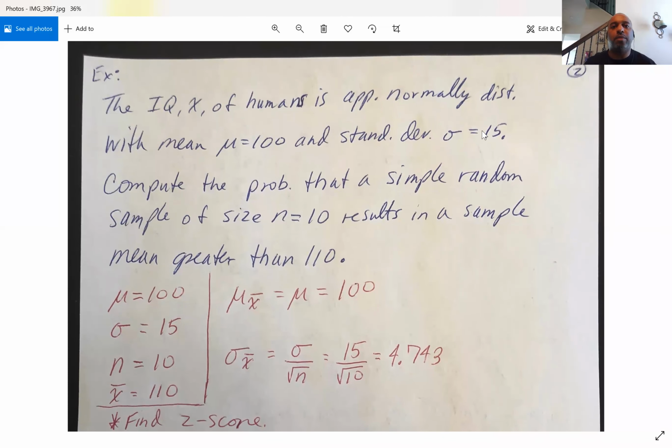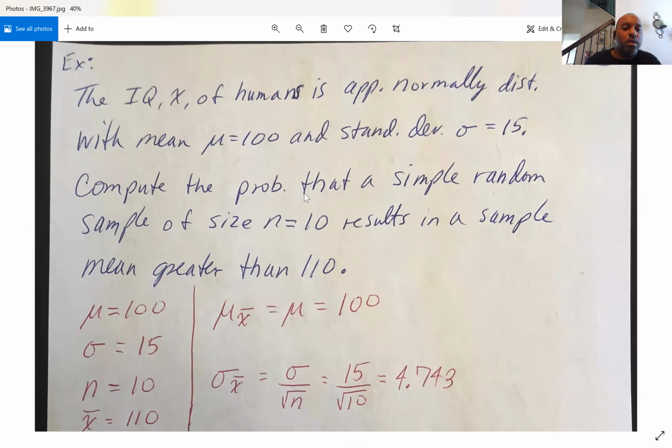Let's look at the first example. So it says the IQ, calling X of humans, is approximately normally distributed with the mean of 100, standard deviation of 15. Compute the probability that a simple sample of size n equal to 10 results in a sample mean greater than 110. So the black is the actual problem. The red is when we start getting into solving it.